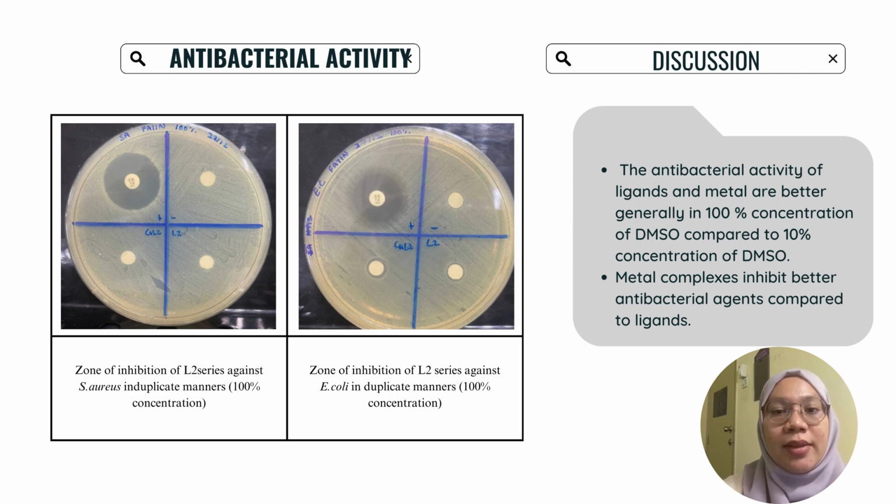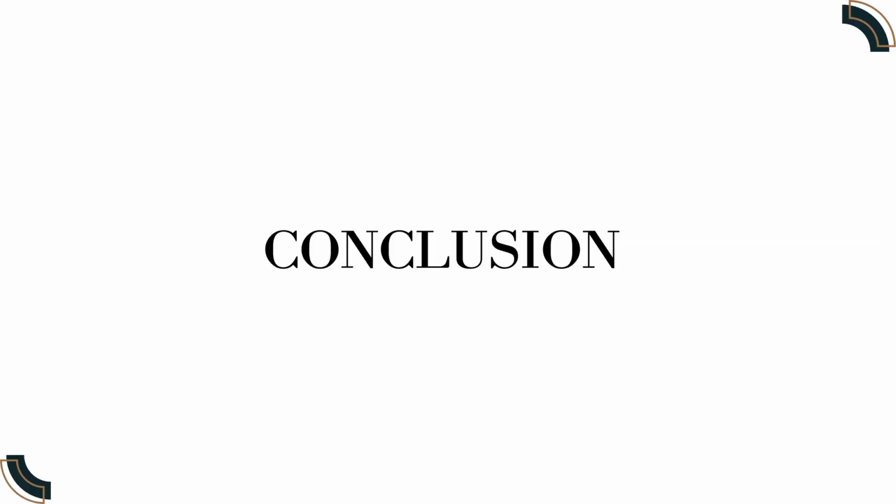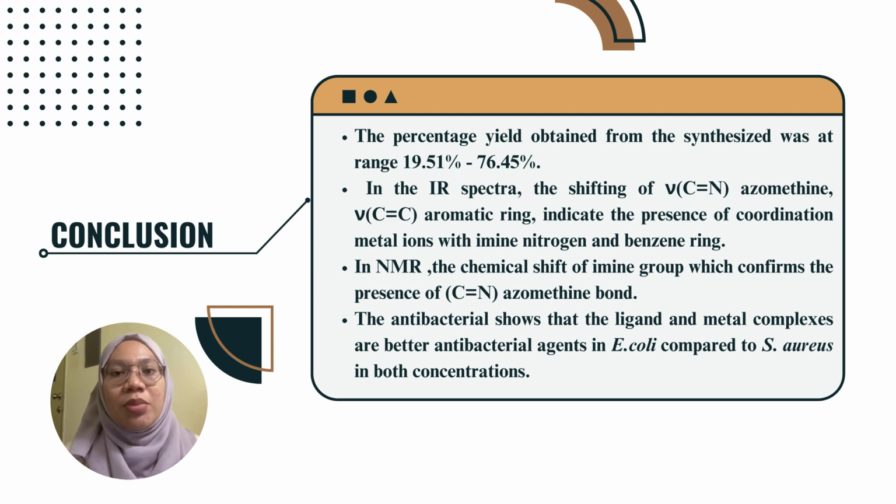Thus, to conclude, the antibacterial activity of ligands and metal complexes is generally better in 100% concentration of DMSO compared to 10% concentration of DMSO. From the findings, it shows that the metal complexes are better antibacterial agents compared to the ligands. These compounds have significant importance owing to their unique chelating properties due to the presence of essential nitrogen donor atoms. In conclusion, the percentage yield obtained from the synthesis was in the range of 19.51% to 76.45%.